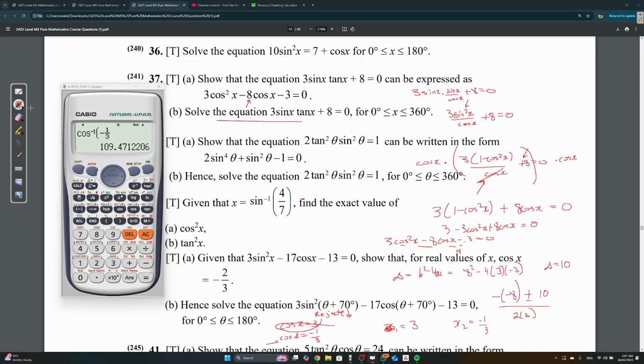You get 109.5 degrees. What's our domain? 0 and 360. So if you make it negative, obviously it's going to be outside the domain. Let's do 360 minus 109.5. You get 250.5. Okay, so 250.5 degrees as well.